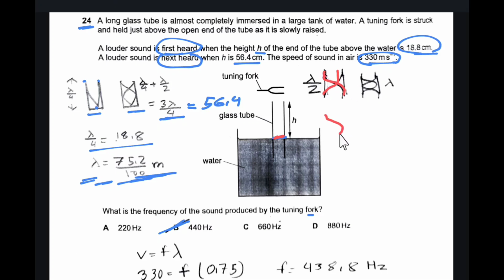Since if we consider this, then this is one wavelength and this length is lambda by 2. If we complete this, then this is one wavelength, and this is lambda by 2, and this is approximately lambda. So this is for the open end and this is for the closed end.